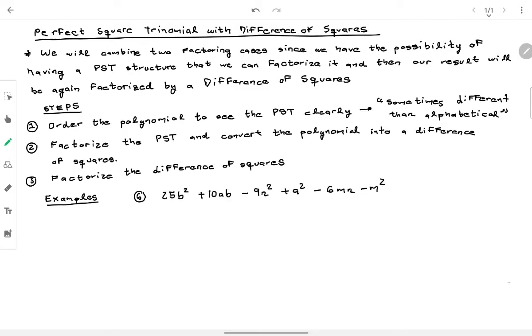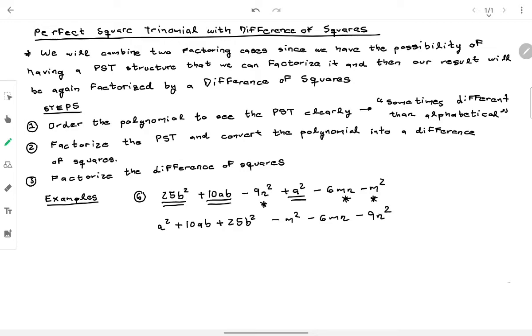On this one, it's going to be very similar because we have 6 terms, so we need to identify 2 different perfect square trinomials. Of course, one perfect square trinomial will be composed by these 3 because the middle term, 10ab, has the square root of b squared and the square root of a squared. So that will be one trinomial, and the other one will be this one. If I order it correctly to see the trinomials very easily, it's going to be plus 10ab plus 25b squared. The other one is going to be minus m squared minus 6mn minus 9n squared.